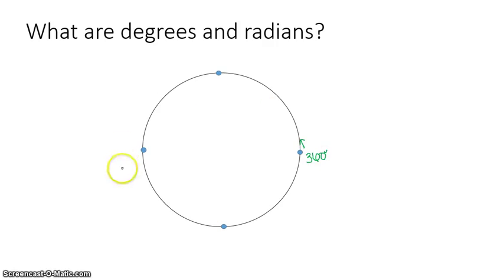We know that halfway around is 180 degrees. We're used to this being 90 degrees. And down here would be 270 degrees because it's 90 degrees past your 180.